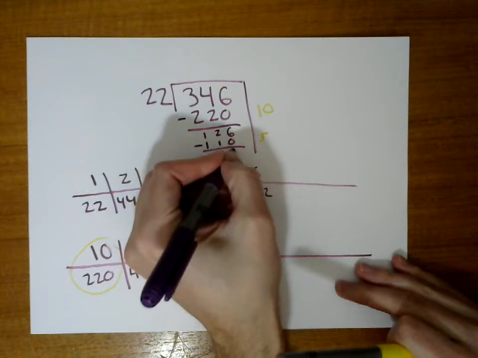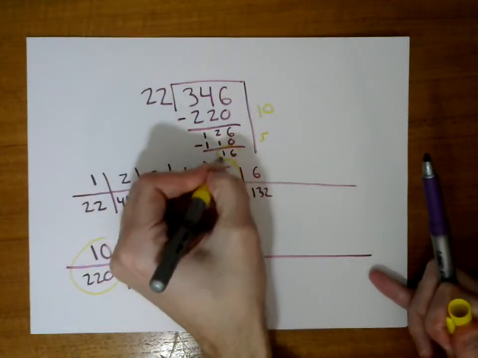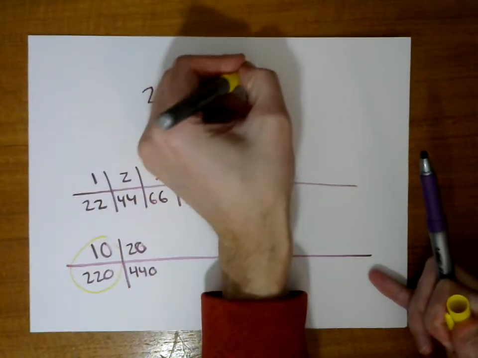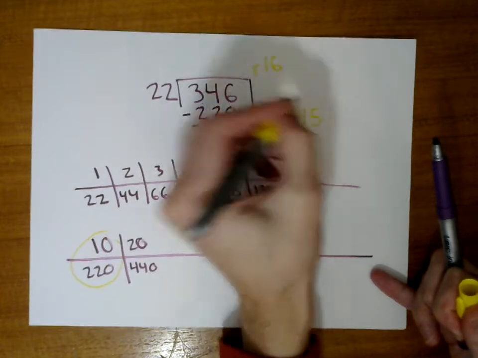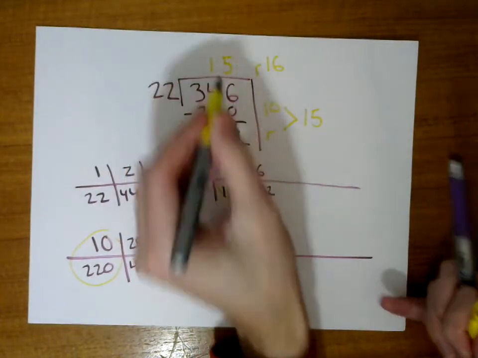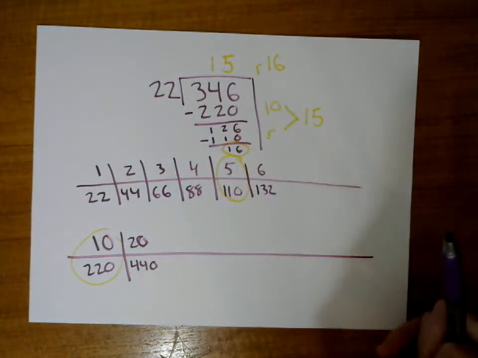And then I have 16 left. 16 is less than 22, so I can't fit another 22 in there. So that's going to be my remainder, 16. And then I have 10 groups plus 5 groups is 15 groups. 15 whole 22s will fit in. We'll have 16 left over.